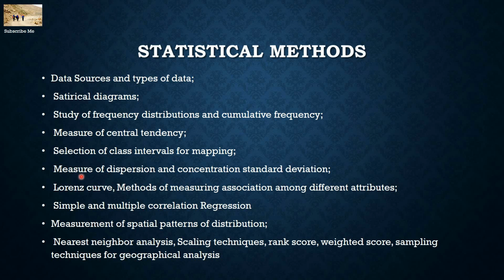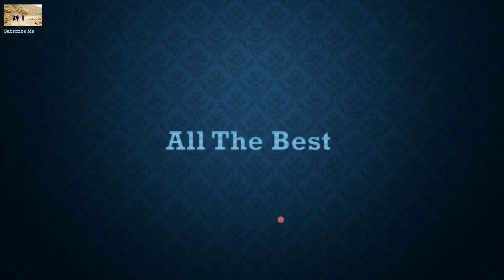Lorenz curve, methods of measuring association among different attributes, simple and multiple correlation and regression, along with nearest neighbor analysis, scaling techniques, rank score, weighted score, sampling techniques for geographical analysis, and I forgot this one, measurement of spatial pattern and distribution. Okay, that is it, guys.